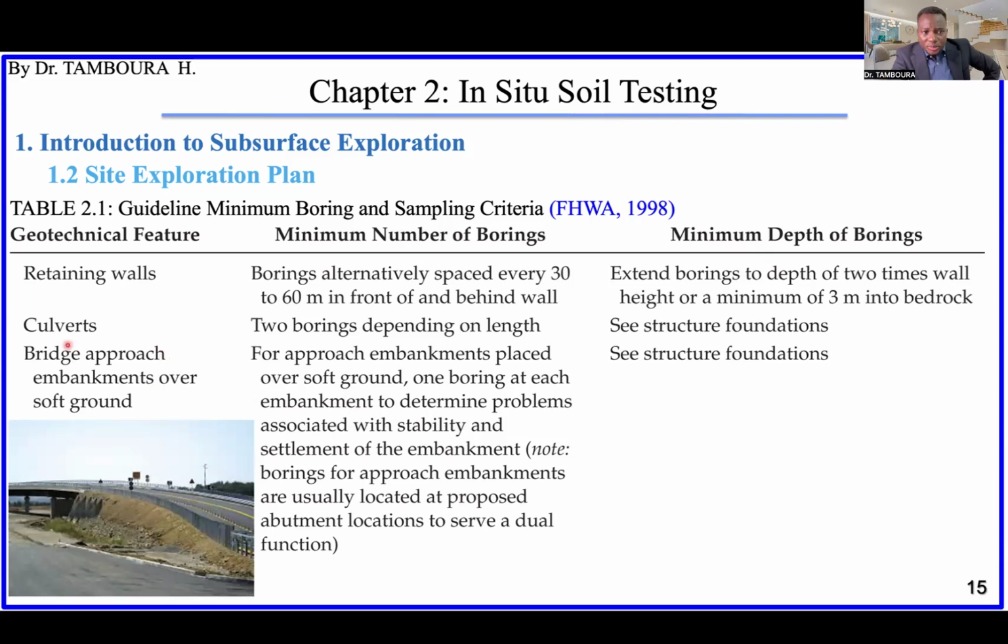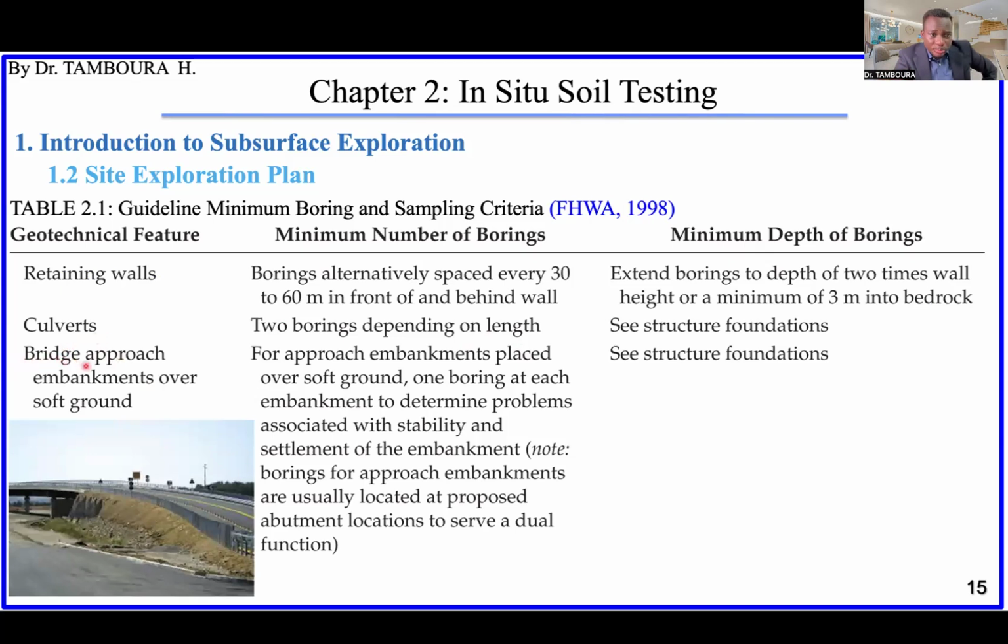So for this, we need two borings depending on the length, how long it is. And the depth of the borings will be the same as the structure's foundation, the previous slide. This is for culverts, maybe small bridges or small structures.